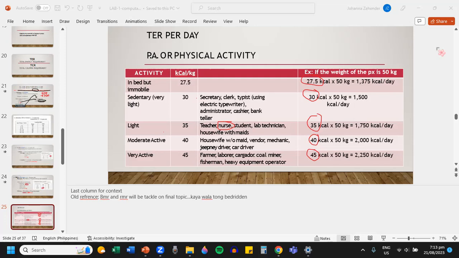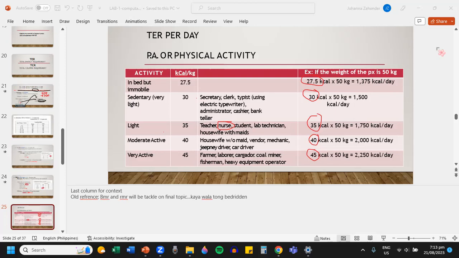So professions or people that fall under this include farmer, laborer, especially mga cargador, coal miners, fishermen, and heavy equipment operators.